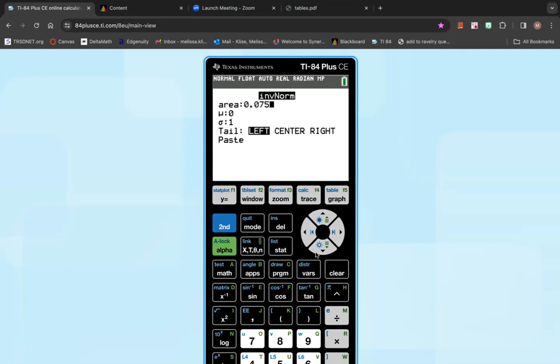0.075. I could use the 0.075, but it's going to give me a negative z-score. You're just going to have to remember, use the positive. Okay. So if you can remember that and put that in your knower and remember that, you should be fine.